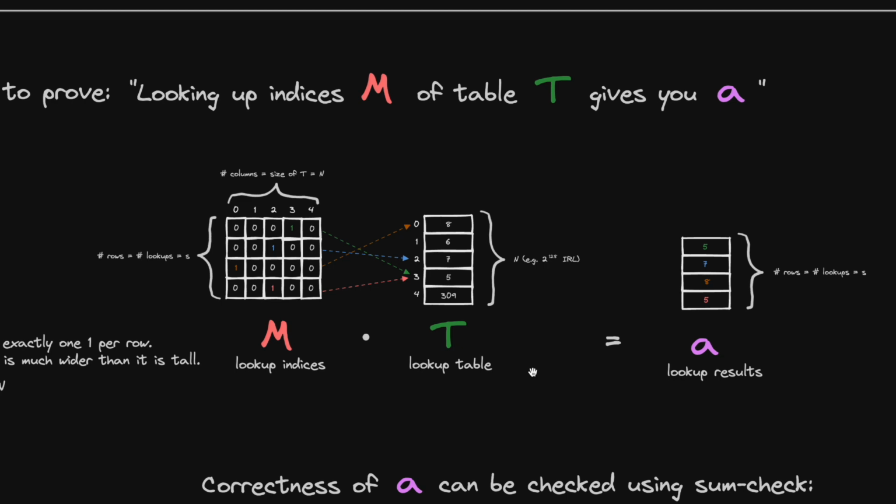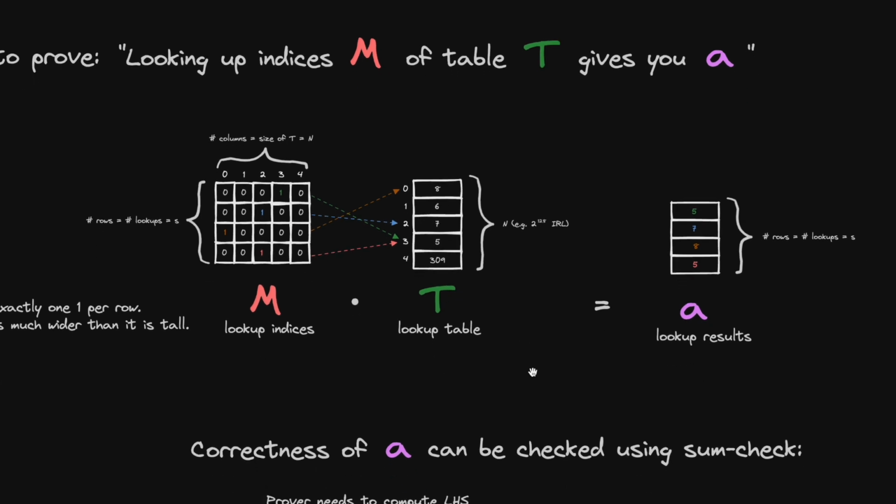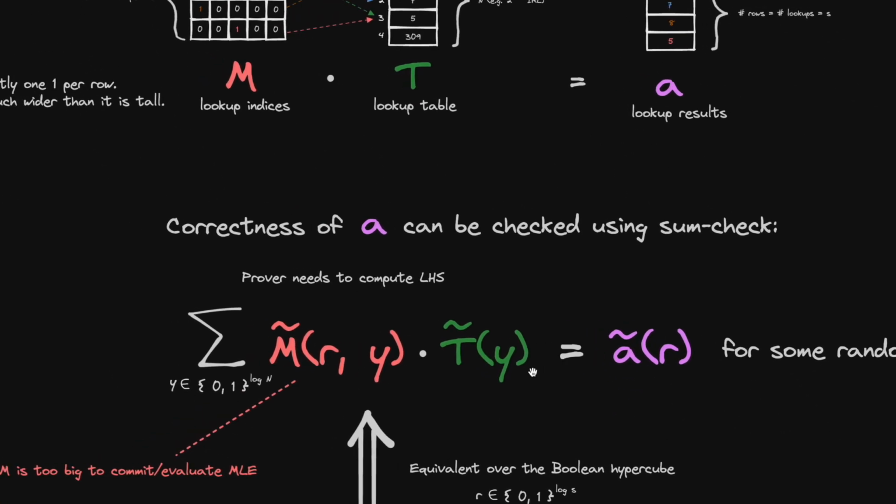The number of rows of M corresponds to the number of lookups, which we'll be referring to with the variable s throughout. And that's also the size of the vector A. So assuming T is huge, M is going to be much wider than it is tall. And with this sort of linear algebra equation in mind, the correctness of A can be checked using the sumcheck protocol, which can be formulated like this.